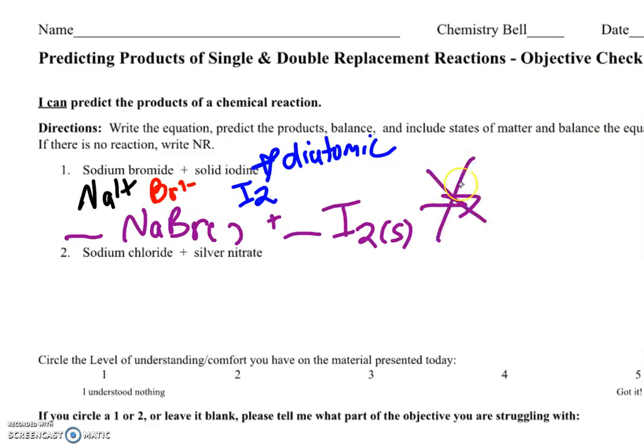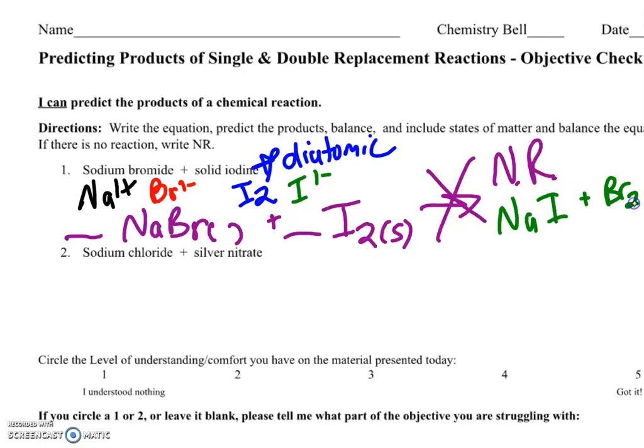So no reaction. For fun, let's say if it did, sodium would go with iodine. Remember that iodine is also a halogen or a halide, it's also 1 minus. You would get sodium iodide plus liquid bromine, which is also diatomic. And last thing, let's go ahead and put our states of matter in here. Sodium bromide, for this purpose, is going to be solid. Iodine is solid. Bromine is a liquid at room temperature, and sodium iodide would also be a solid.